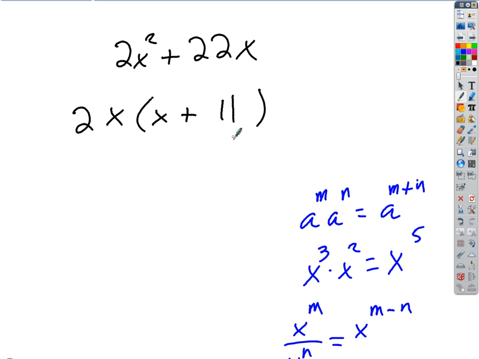Okay? So if I divide these things, you can also look at it the math way. 2x squared divided by 2x: the 2's cancel, x to the 2 over x to the 1 is x, right? 22x divided by my 2x: the x's cancel, 22 over 2 is 11. Right? Okay, another one.